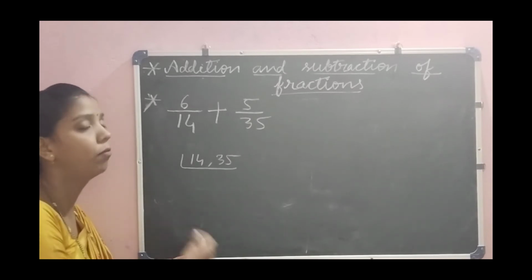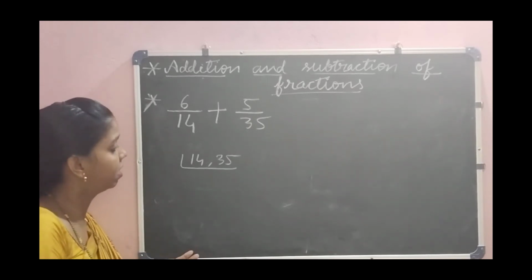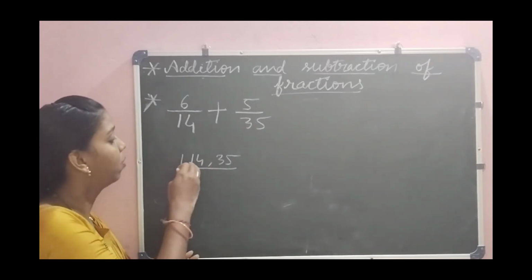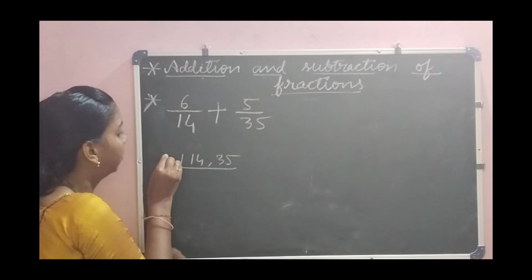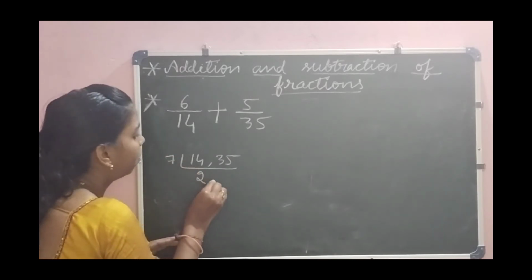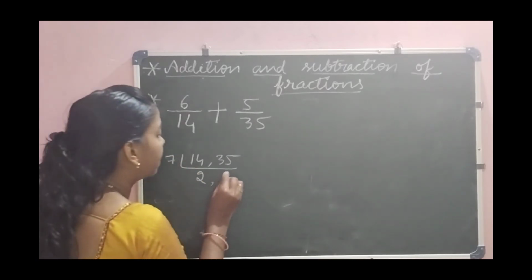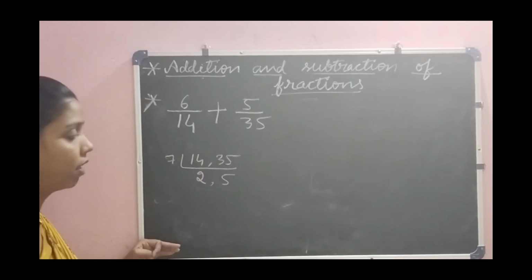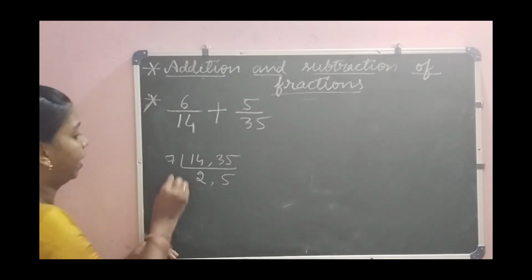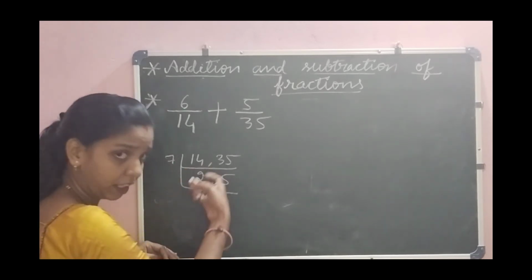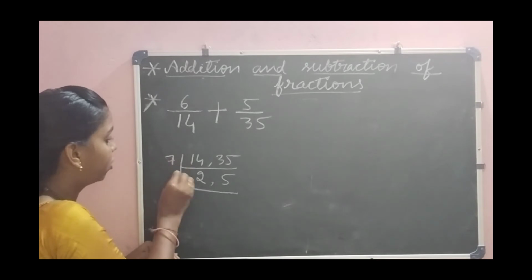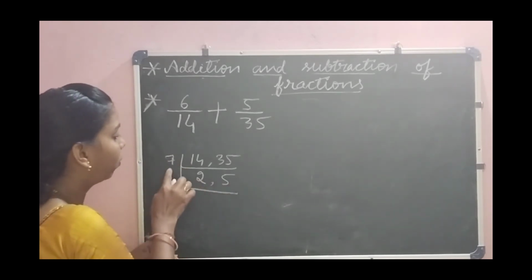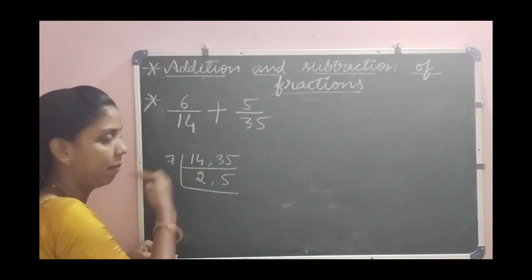Next, if I consider one more example, 6. In 6, 14 and 35 do not come. 7. Yeah, it is possible. 7 2s are 14 and 7 5s are 35. And if I continue, it is not possible to take 7 because 2 and 5 both are not divisible by 7, so you can't take the same number.